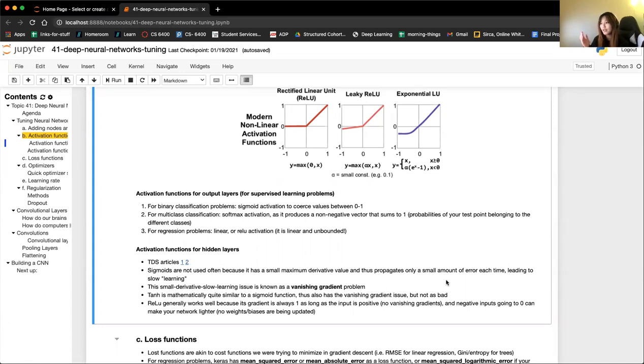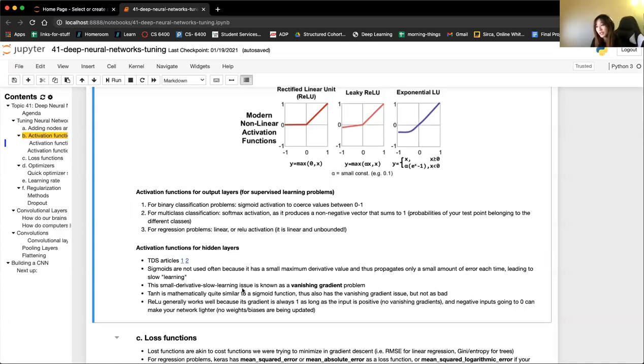So you would find that if you have hidden layer activation functions being sigmoids, your neural network will only get to the same amount of accuracy with more epochs, for example. This small derivative slow learning issue is known as a vanishing gradient problem. So if you ever come across this phrase, that's what it means.